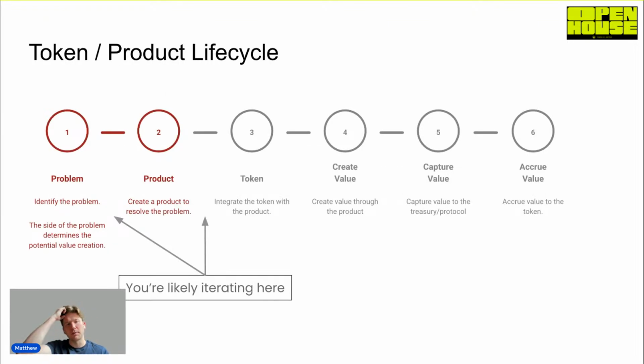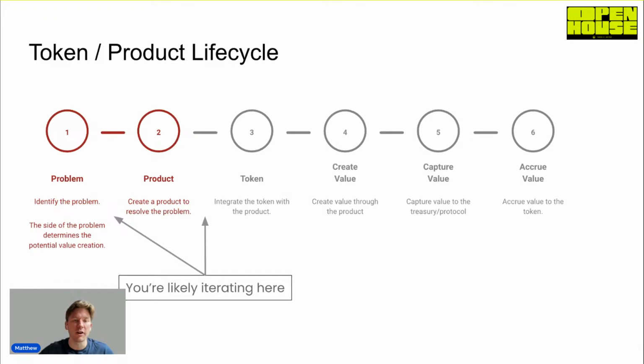And just looking at this from another perspective, the product lifecycle with a focus on tokenomics: fundamentally, as with any business, we need to identify the problem, and the size of that problem, I would say, determines the potential value creation. And so creating a product to resolve that problem is, I suppose, business 101. But in this instance, we have to really understand how a token can integrate here. And so these are all iterative stages, I would say. No one identifies the perfect problem and builds the perfect product straight away. Neither would you have a perfect token integration right away.